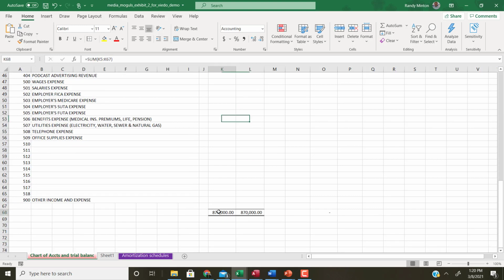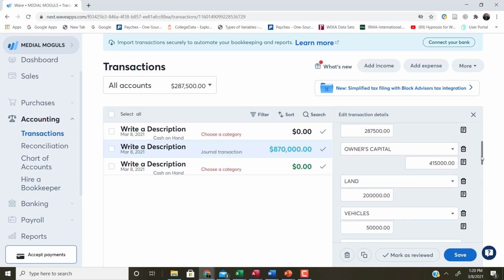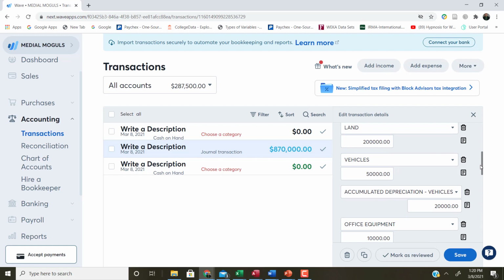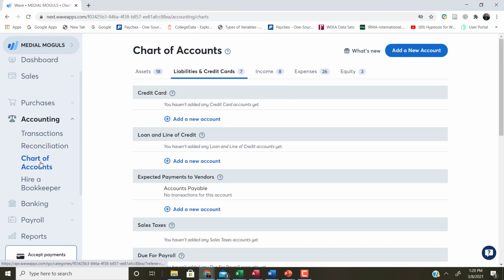So I come down here, that's that number. Okay. So how did I set it up? Well, I just went through and I had to create all these accounts up front. I created a land account under the asset, property, plant, and equipment side. And so let me go back up here, so you can see that was under your chart of accounts.